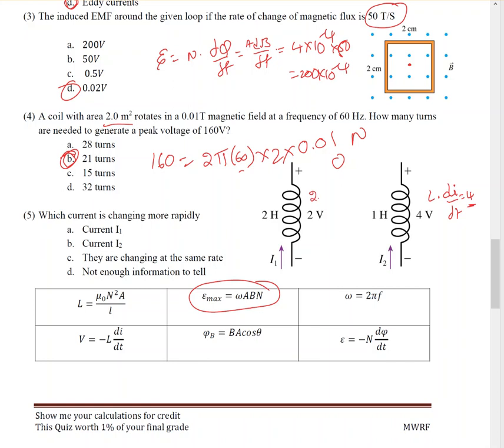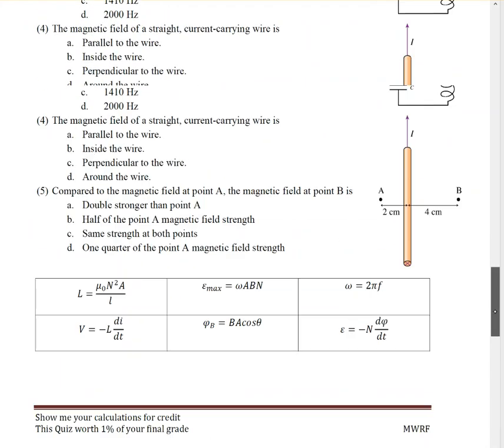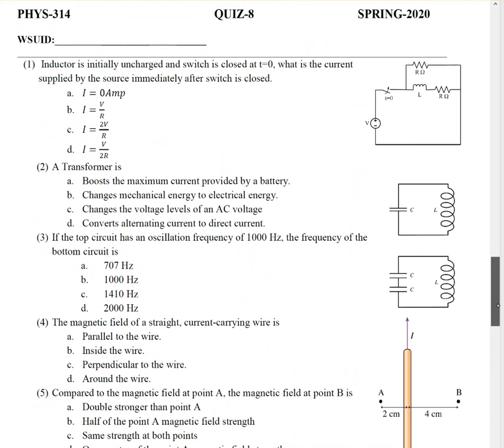Here 2 times di by dt equal to 2 volt. So what is the rate of change of current? Is 1 ampere per second. Here 4 ampere per second. So basically I can see I2 is changing more rapidly than I1. Okay, let me go with the next quiz. Here is the next quiz.